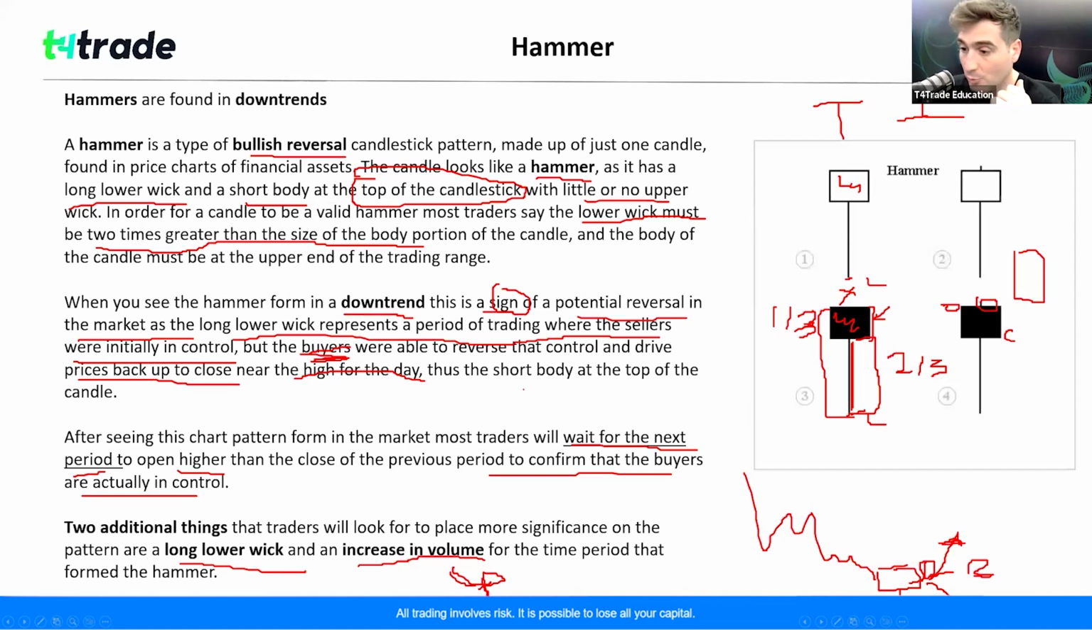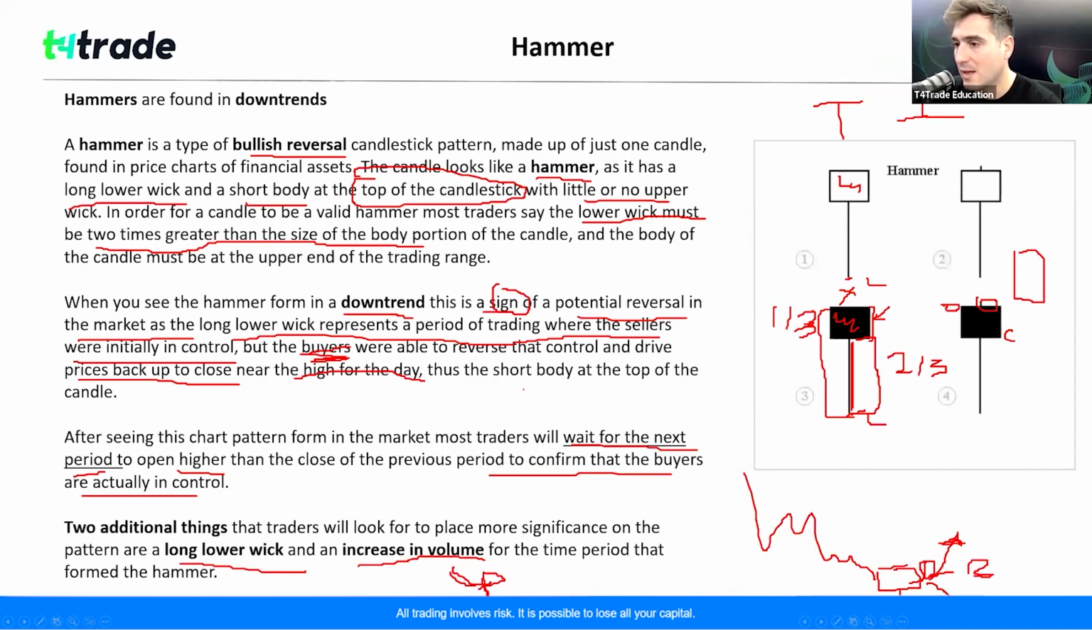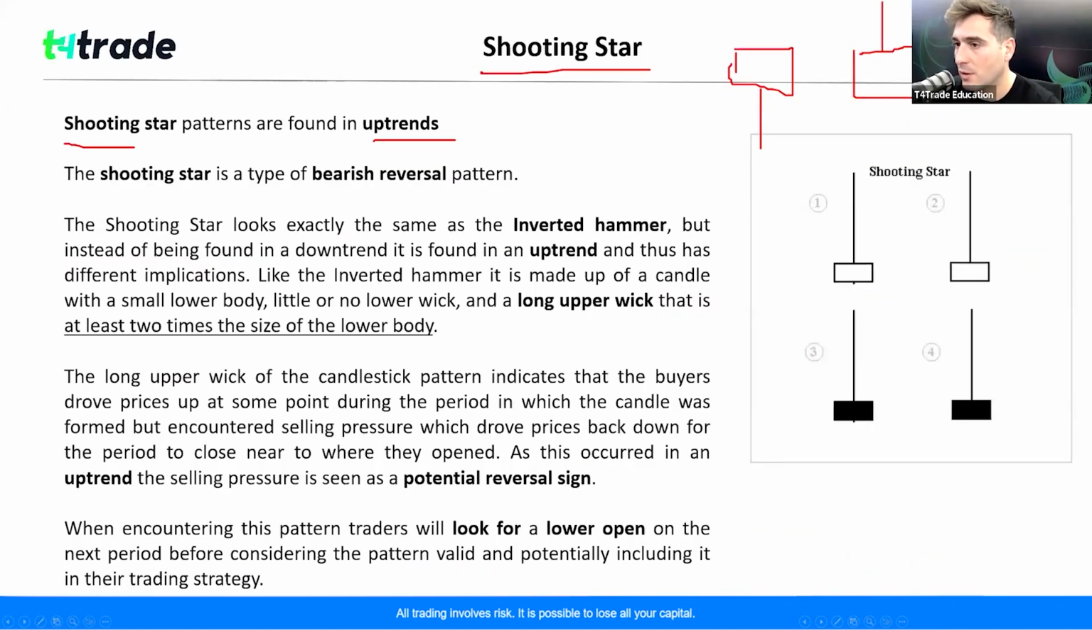Super informative. Now, shooting star is obviously the opposite of the hammer. Pretty much, if you remember what we just mentioned in this slide and you flip it on its head, that is what you get with the shooting star. So let's go quickly and briefly over it. The shooting star is a type of bearish reversal pattern. The prior one was a bullish one.